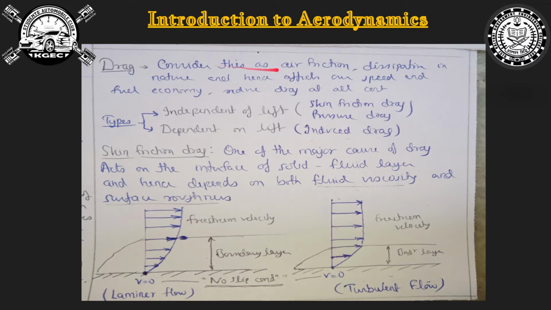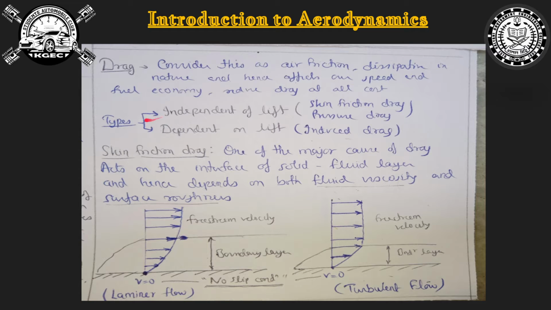So consider this as an air friction, like friction. This is also dissipative in nature, and hence it affects our speed and fuel economy. And therefore, we must reduce drag at all cost. We must try everything at our disposal to reduce the drag force. So before trying to reduce it, let us check how many types of drag forces there are.